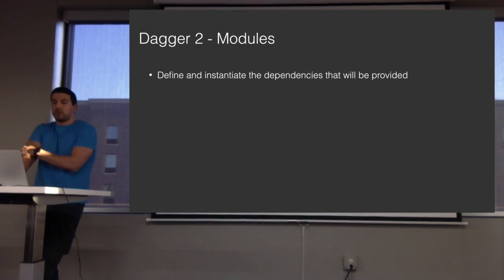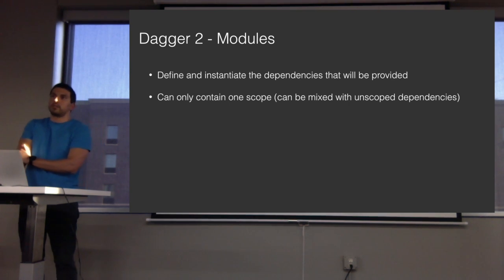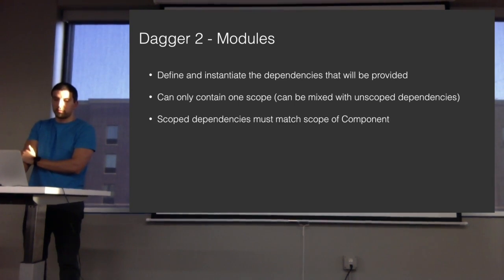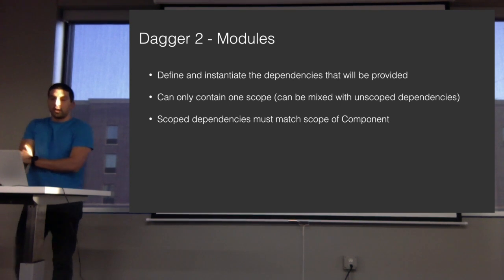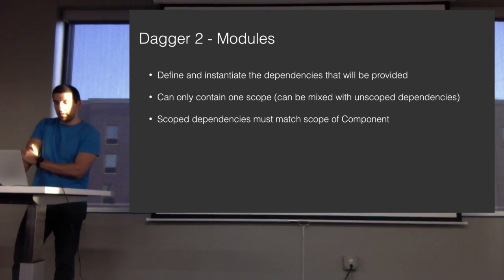And in summary, modules define and instantiate the dependencies that will be provided. They can only contain one scope, so you couldn't have singleton scope and then another custom scope in one module. You can mix scoped and unscoped dependencies in the same module. And the scope of the dependencies must match the scope of the component that uses that module. And we'll look at components, which is the next piece of Dagger.